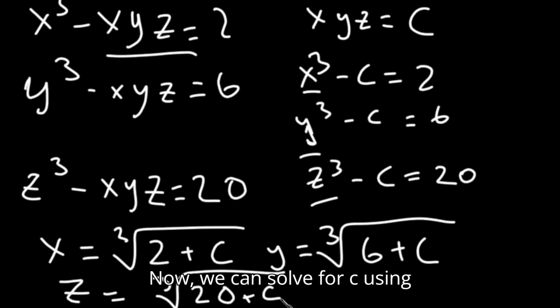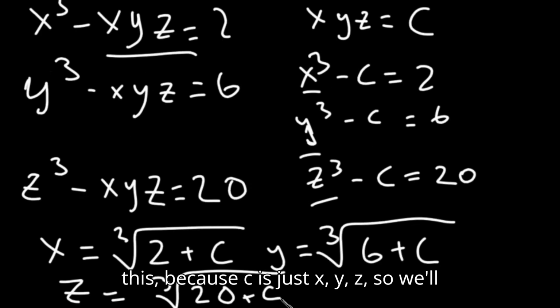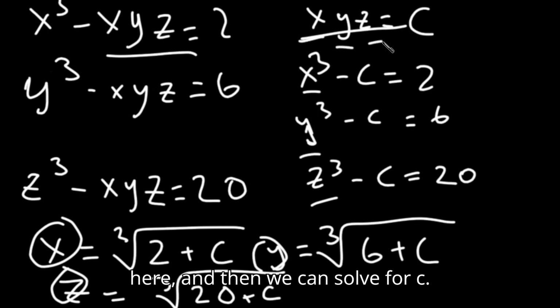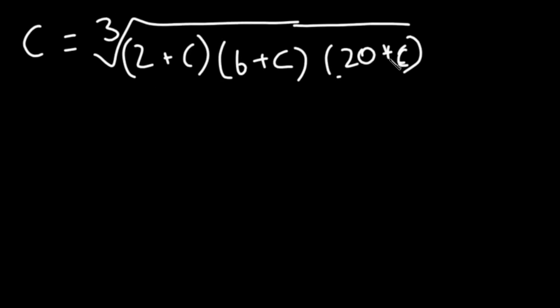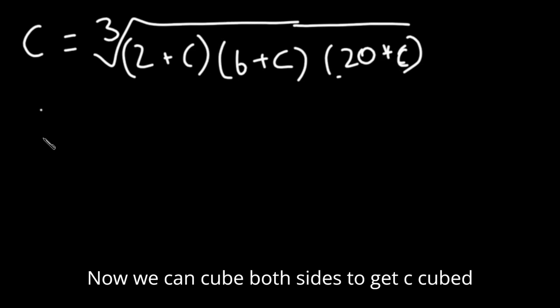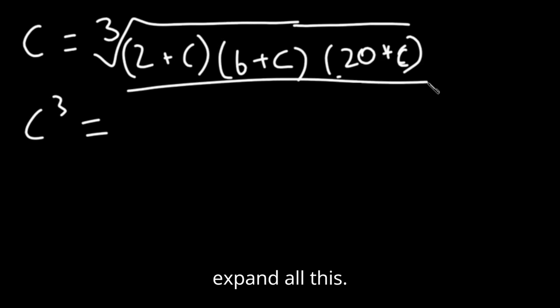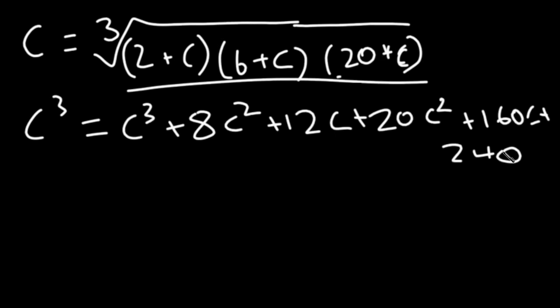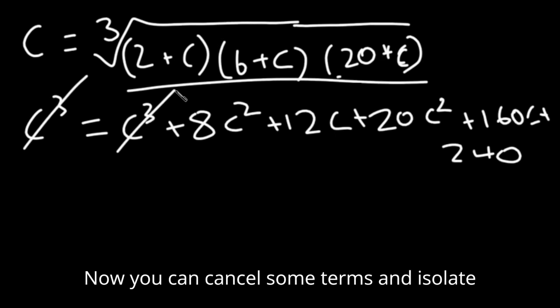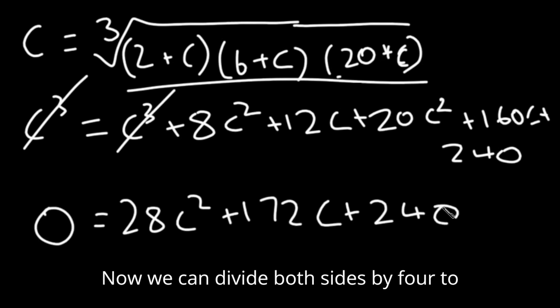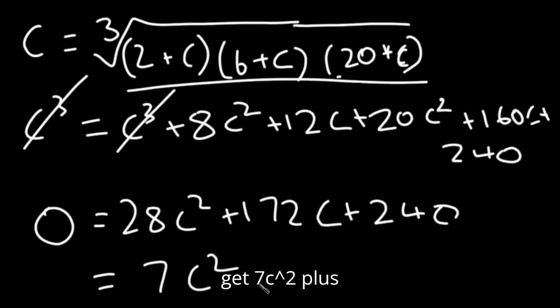Now, we can solve for c using this, because c is just xyz, so we'll plug in each of these in here, and then we can solve for c. Now we can cube both sides to get c cubed is equal to, and then we can expand all this. Now you can cancel some terms and isolate the variables. Now we can divide both sides by 4 to get 7c squared plus 43c.